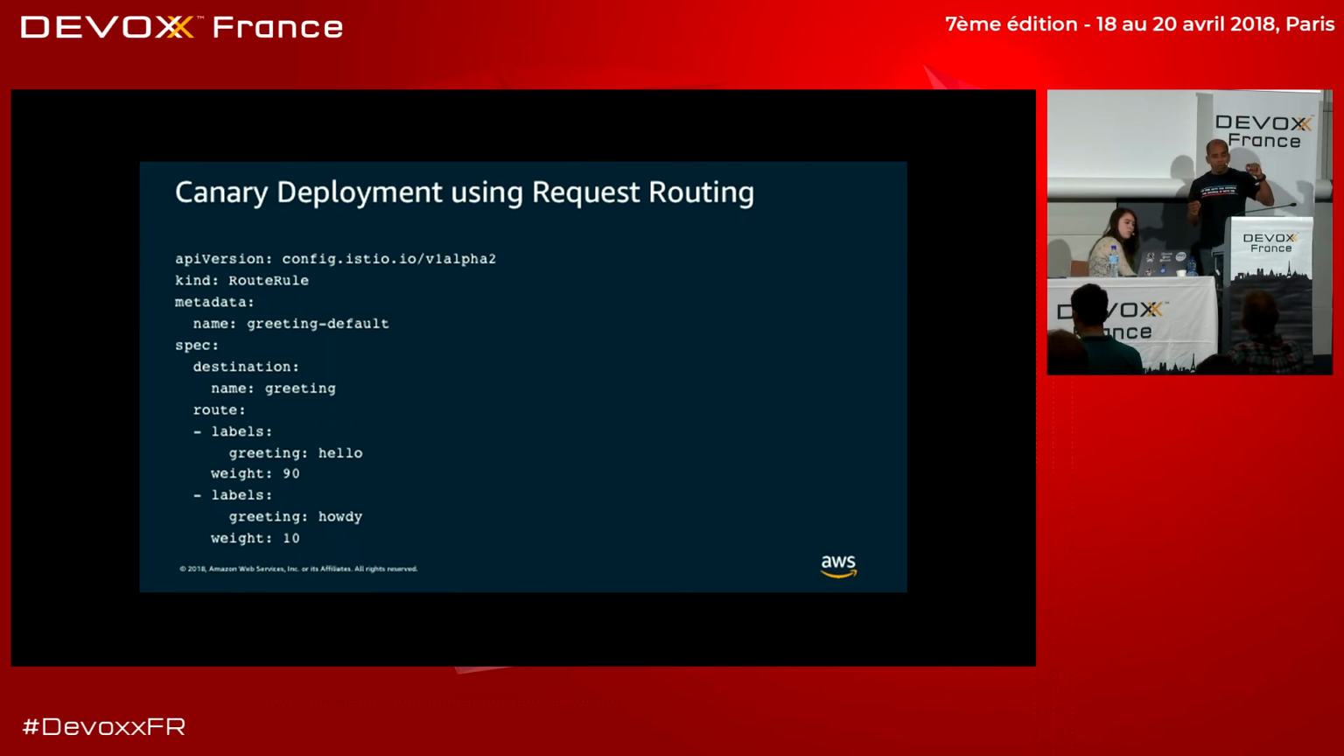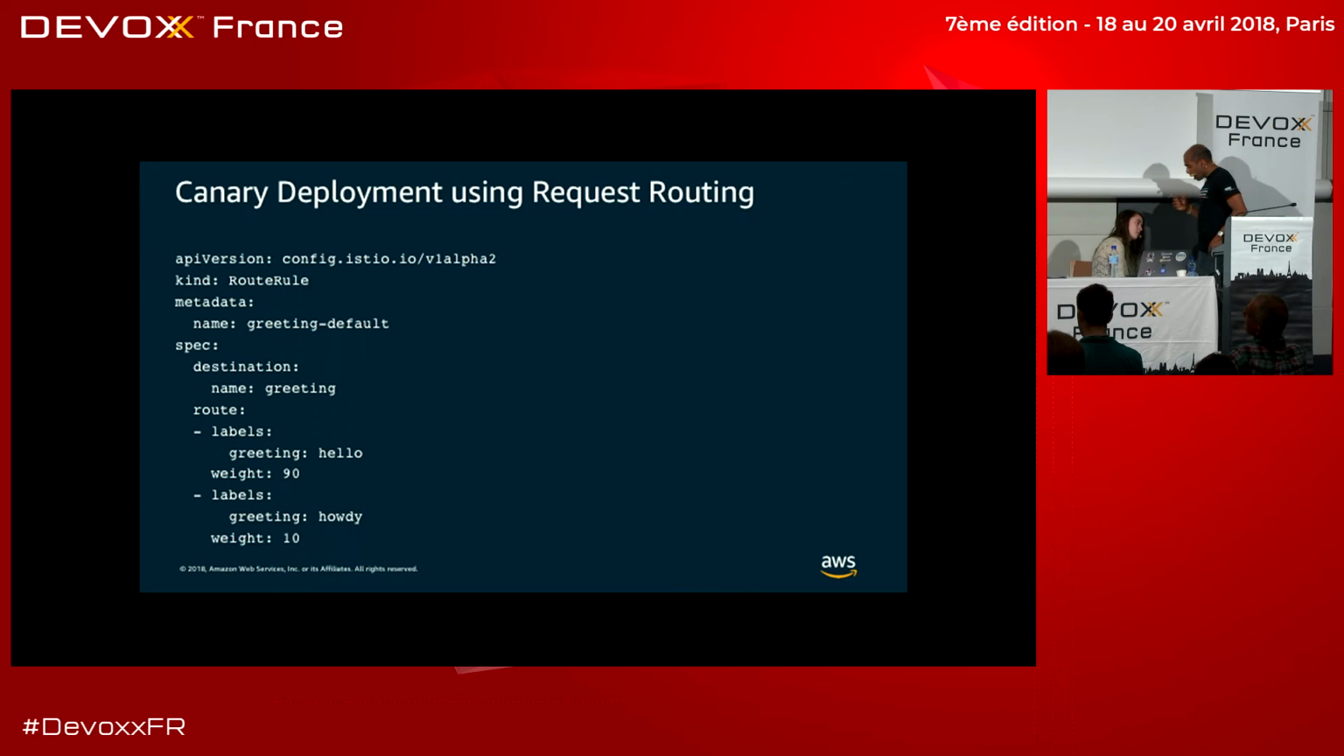And in that route rule, you can start putting some values. So in this case, what am I doing? I'm defining a route rule, and I have a specification. In that, I'm saying the destination is name: greeting, so that's the service where it's directed. Then I'm defining a route. In the route, I'm saying if the labels are greeting: hello, then the weight is 90, and if the labels are greeting: howdy, then the weight is 10.